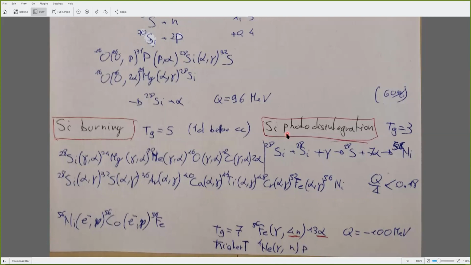Actually, it's more a destruction of silicon, because we start with the silicon photodisintegration. At 3 billion Kelvin, you have photodisintegration, which you can see here. A photon arrives at the silicon and emits an alpha, giving magnesium; again photodissociation, neon, and so on, a cascade up to the carbon that is destroyed in alpha.